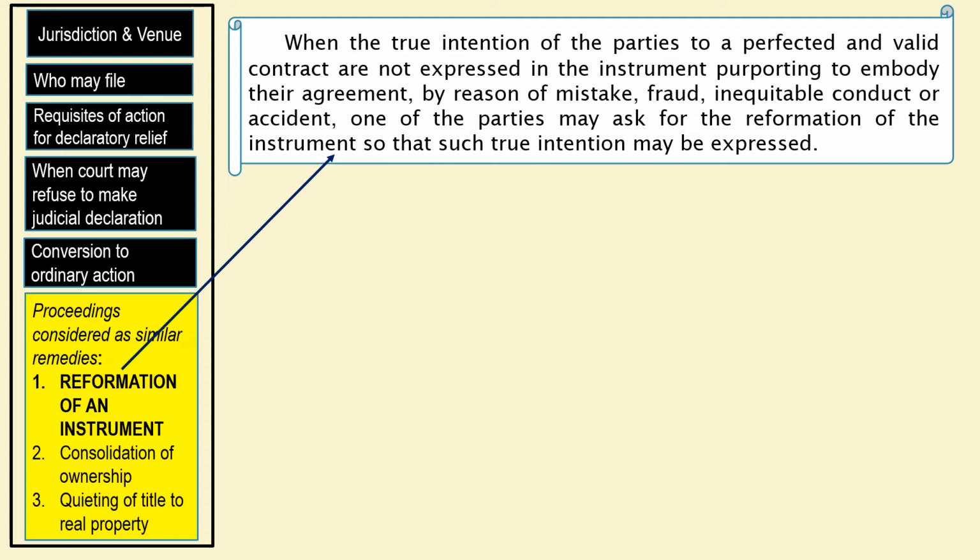When the true intention of the parties to a perfected and valid contract are not expressed in the instrument purporting to embody their agreement because of mistake, fraud, inequitable conduct, or accident, one of the parties may ask for the reformation of the instrument. What is the purpose? So that the true intention may be expressed. Please take note that in a reformation of the instrument, there must be a perfected and valid contract. Take note of that, ha? There must be a perfected and valid contract.